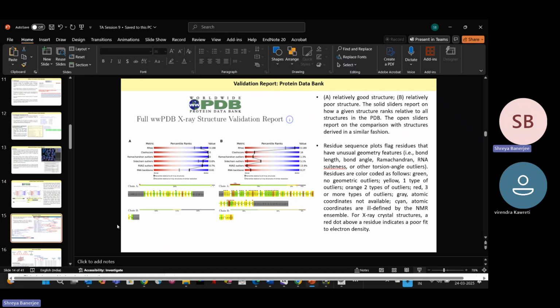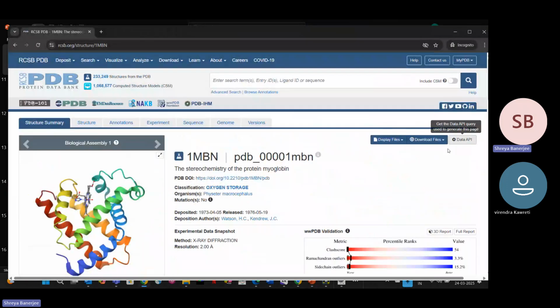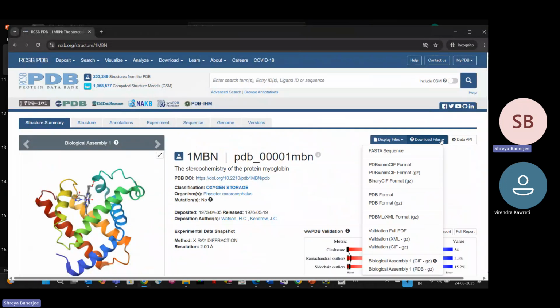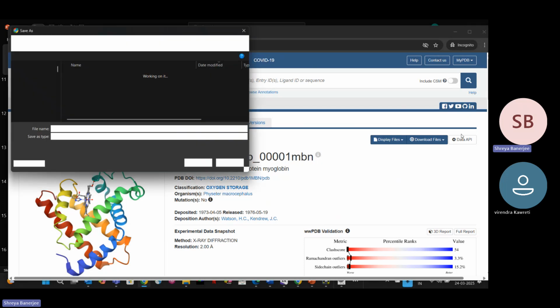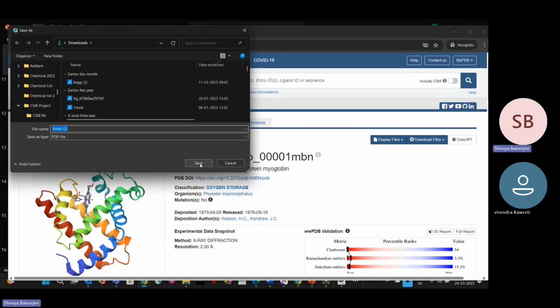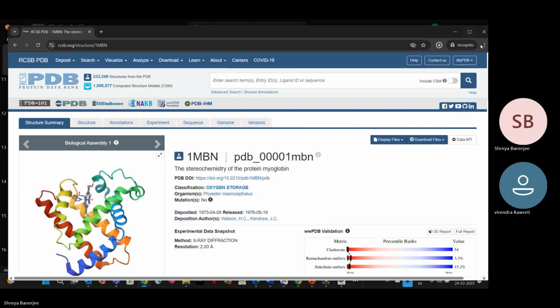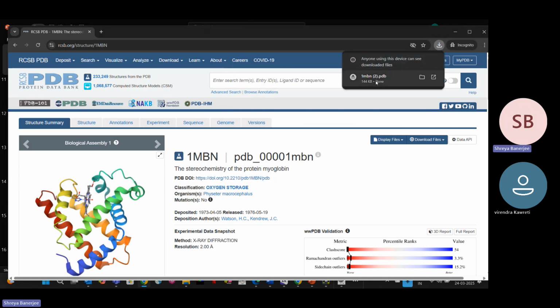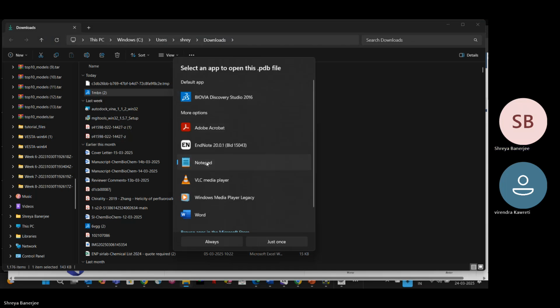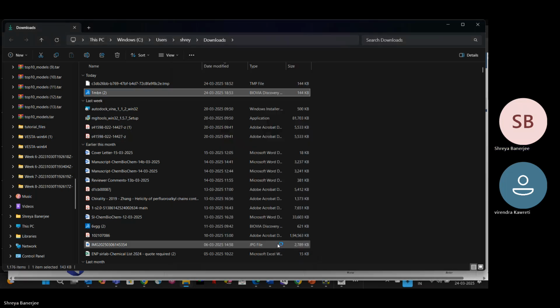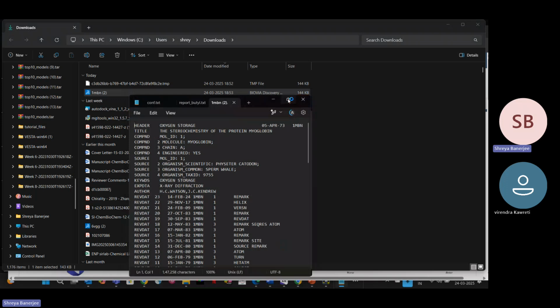So when you open a PDB in the Protein Data Bank, you can go to download files and you can see PDB format is written here. If you click on it, it will download the PDB file in PDB format. Let me just save it. Then I will open this. I'll first open it using Open With, and I'll choose Notepad. So you can see just what we read right now.